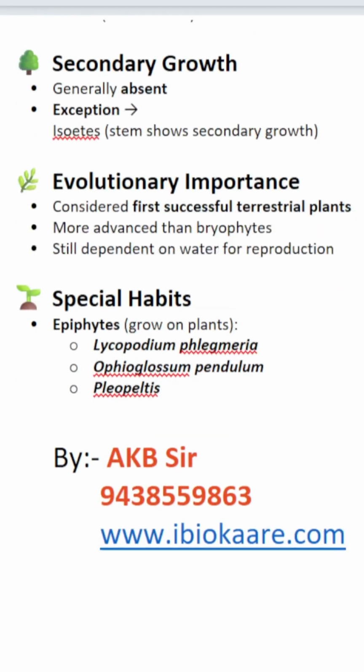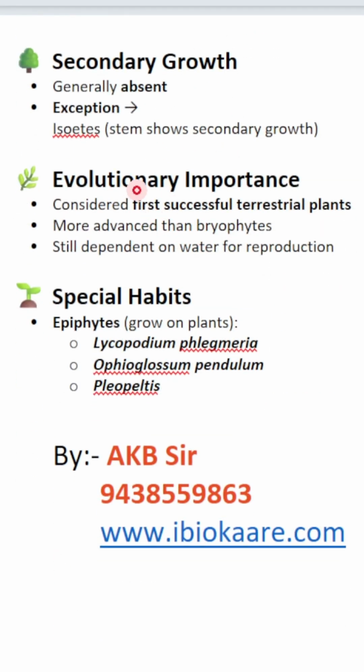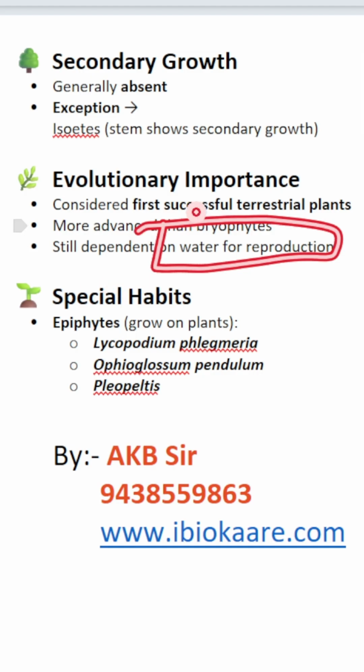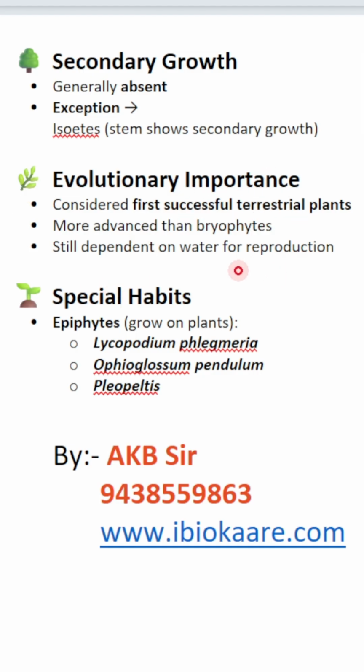Now let's talk about the evolution point of view. We consider Pteridophyta the first successful terrestrial plants. They are more advanced than bryophytes, but they still need water for fertilization, so they are not truly successful terrestrial plants. As for special habits, some Pteridophyta are epiphytes, meaning they grow on other plants, like Lycopodium, Ophioglossum and Pleopeltes.